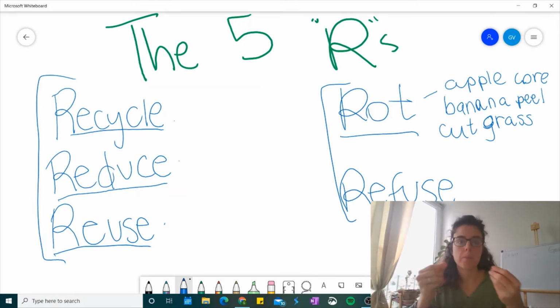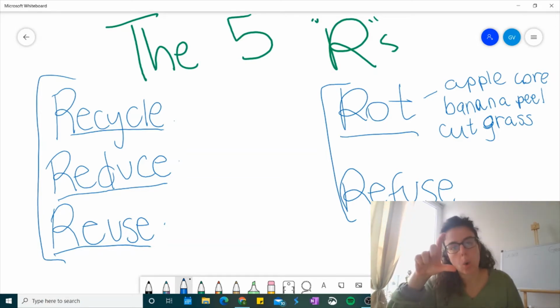And then when they are broken down and finished, we can use it in our garden. And that is like giving plants food. We can't give a plant a whole apple core. They can't eat that. But they can eat it when it rots and breaks down into something smaller.